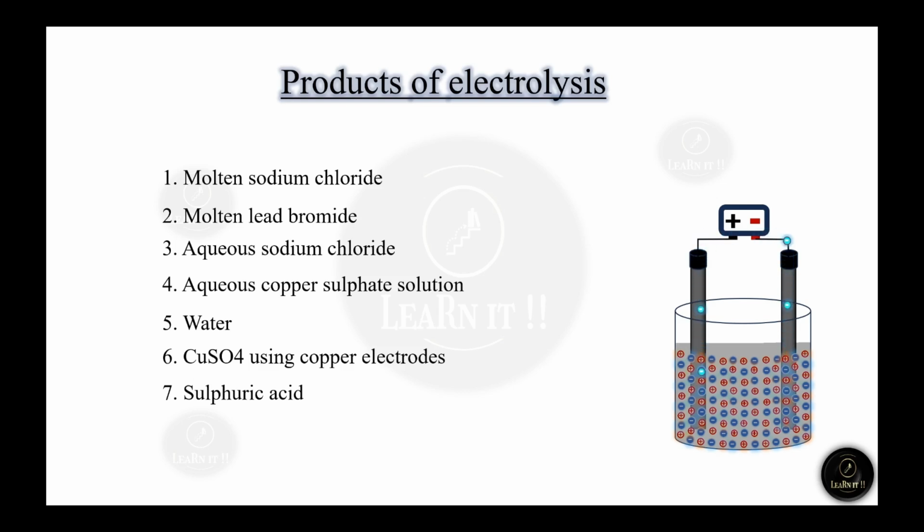Before starting with the products of electrolysis of sodium chloride, we need to discuss something about the electrodes. There are 2 types of electrodes. First one is active electrode. Active electrode means the electrodes which take part in the oxidation or reduction process that is happening within the electrolytic cell. And second type of electrode is inert electrodes. Inert electrodes are the electrodes which do not take part in the reaction which are taking place in the electrolytic cell.